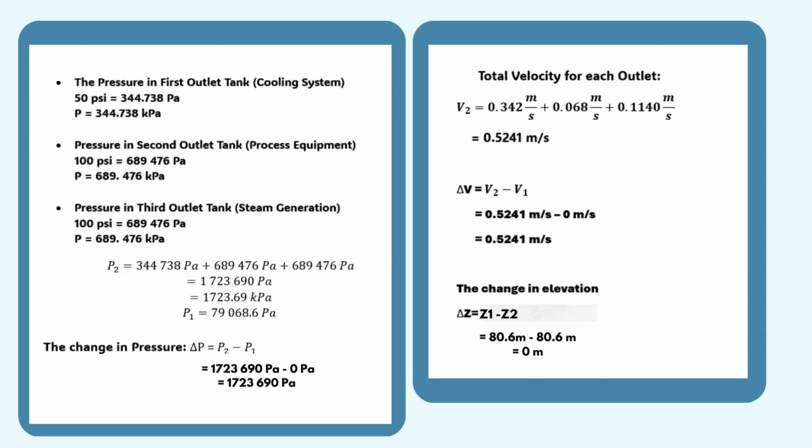So we need to find the pressure for each outlet first. For the first outlet tank, which is the cooling system, the value for the internal pressure is given as 50 psi, and then we convert it to Pascal, and we will get 344.738 kilopascal. And for the second outlet tank, in the process equipment, 100 psi, we convert it to Pascal, and we will get 689.476 kilopascal. And for the pressure in the third outlet tank, steam generation, the value given is 100 psi, and we convert it to Pascal, and we will get 689.476 kilopascal.